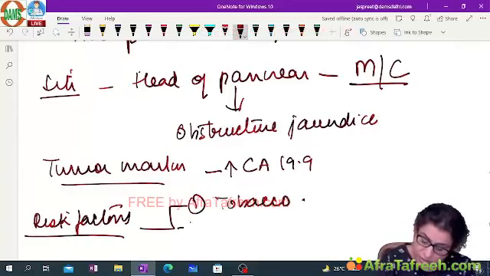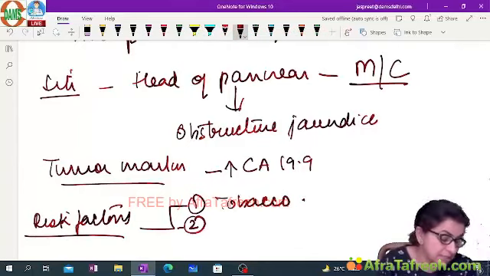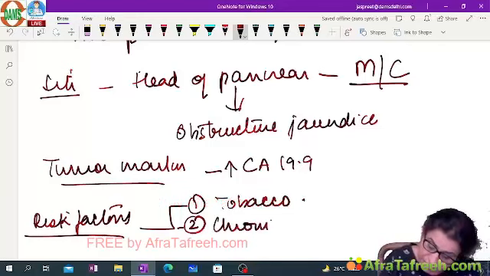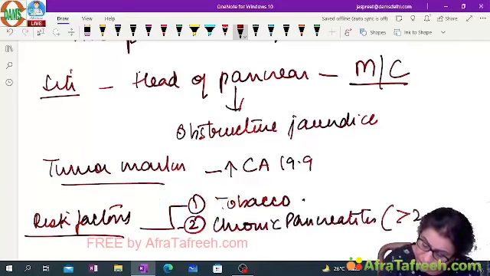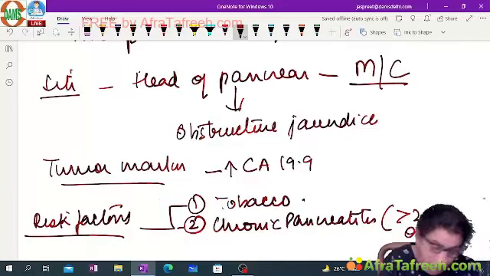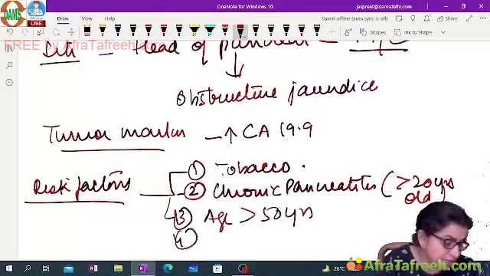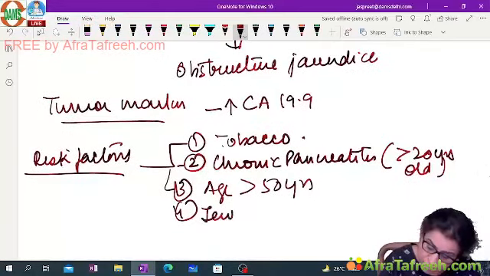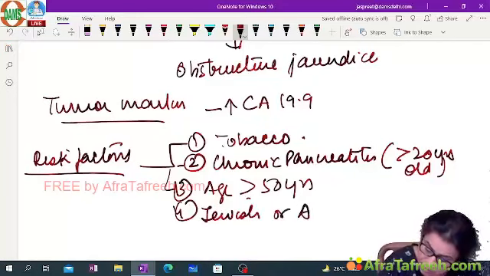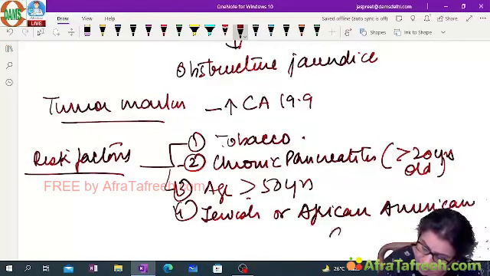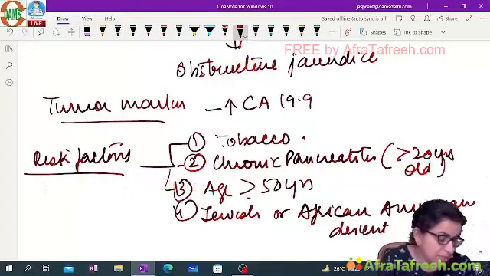So smoking is associated with so many cancers. Second, chronic pancreatitis, which is usually more than 20 years old. Third, age more than 50 years usually. And usually Jewish or African American descent.